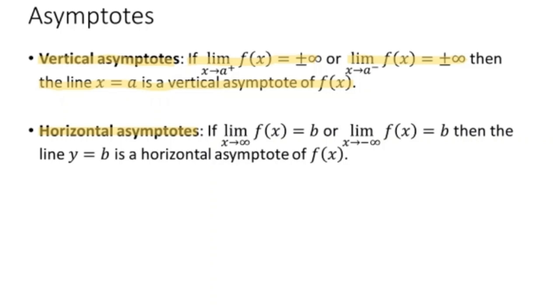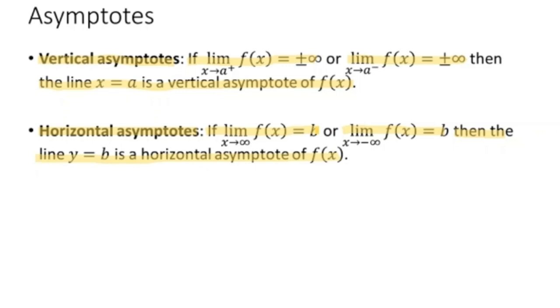Horizontal asymptotes are used to describe end behaviors of the function. That is, if the limit as x approaches infinity of f of x equals b, or the limit as x approaches negative infinity of f of x equals b, then the line y equals b is a horizontal asymptote of f of x. So if either the left-hand side of the graph or the right-hand side of the graph approaches b, then y equals b is a horizontal asymptote.